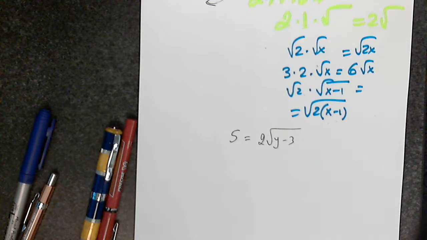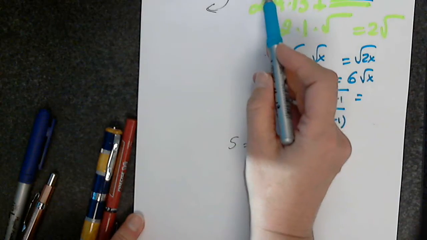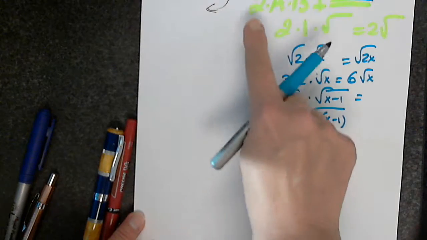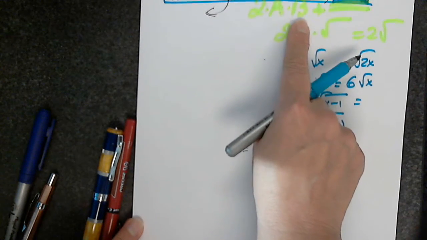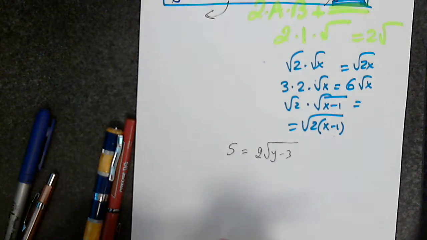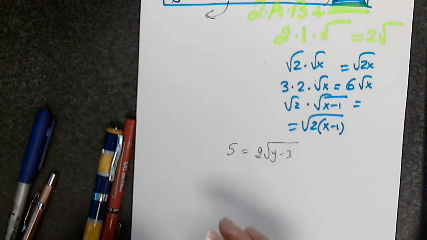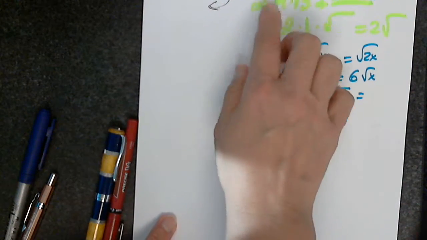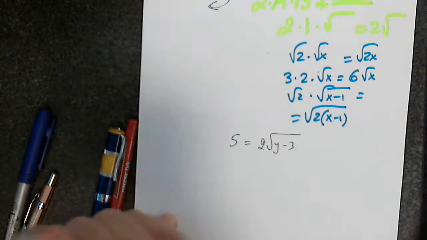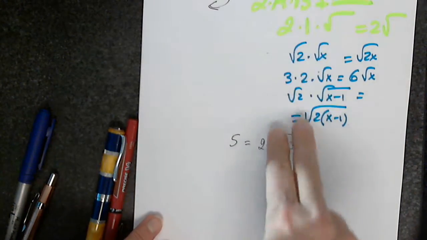How come you couldn't get rid of the 2? It's multiplied. It's 2 times the square root. I cannot separate 2 from the square root because it's multiplied. Is that clear? So you can't divide it, I'm not there yet. Would you divide both sides by 2 if you have all these? Not yet, right?